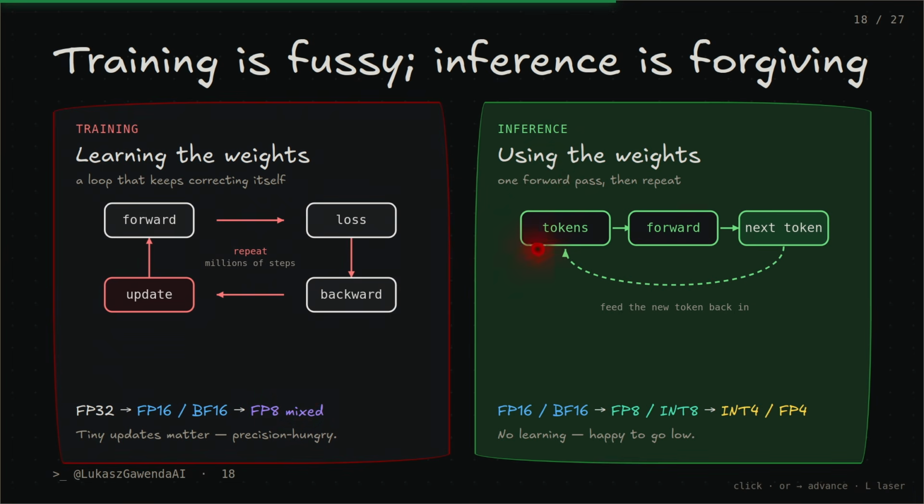The inference is more forgiving because there is no learning. We just do the forward pass and guess the next token. During deployment, we can easily drop to INT4 or FP4. Historically, we were doing it with FP16, BF16, FP8, INT8, and now we are focusing more, especially on the Blackwell GPUs, on FP4.